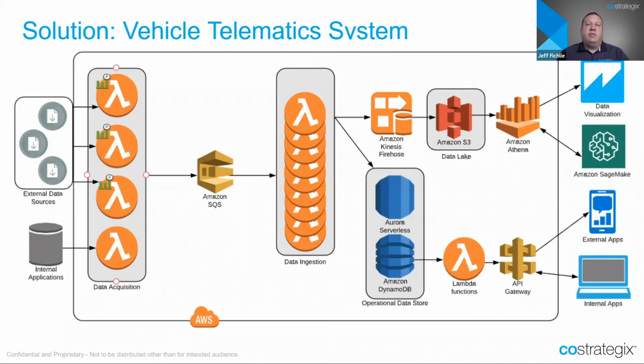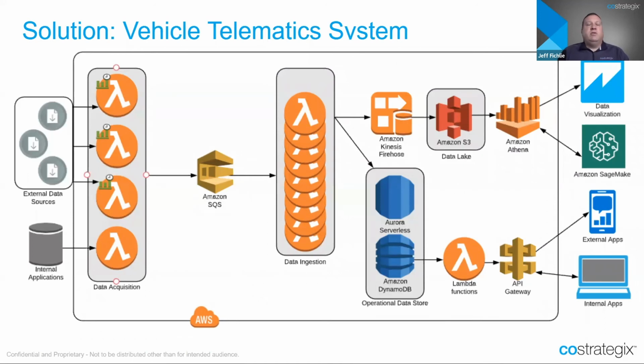But this was on AWS. We use Lambdas up front to collect all of the data, ingest the data, acquire the data, and send that through a queue so that we didn't bottleneck downstream applications or dependencies. And then we ingested it, which is our transformative step, and that was a scalable set of Lambdas that took care of that.